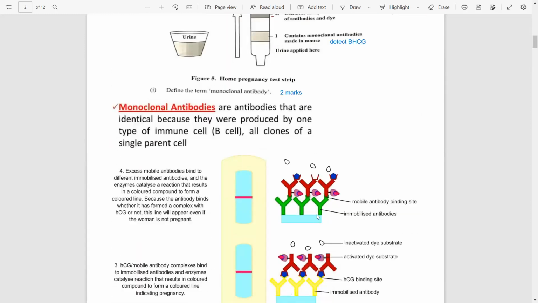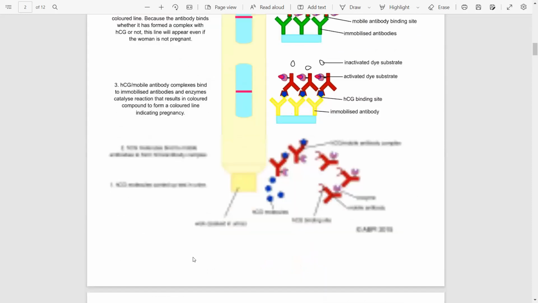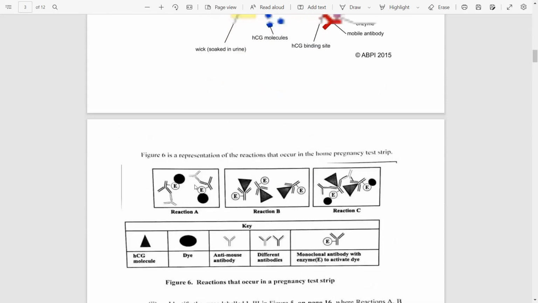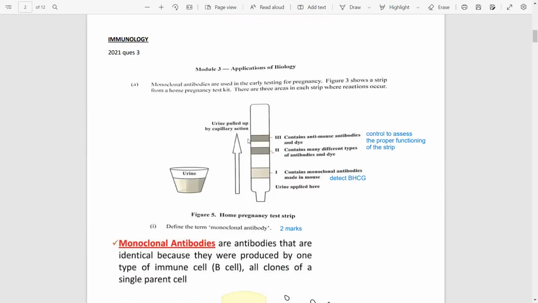So these are immobilized antibodies binding to mobile antibodies. That's it. Just checking to see that the strip is working. So it's very similar to what we're seeing here. So reaction A would be occurring at number 3.